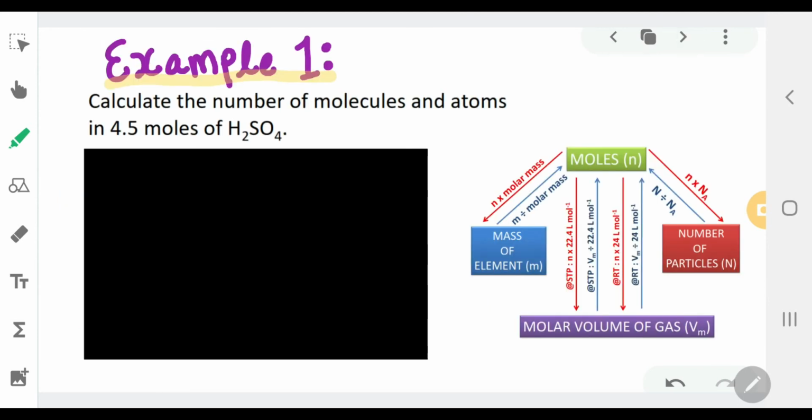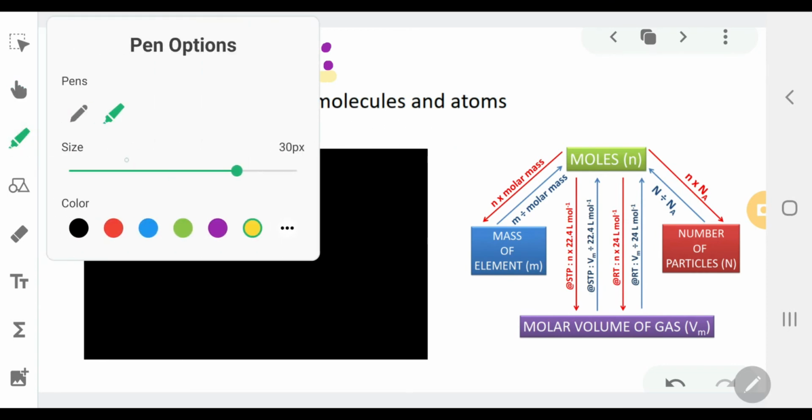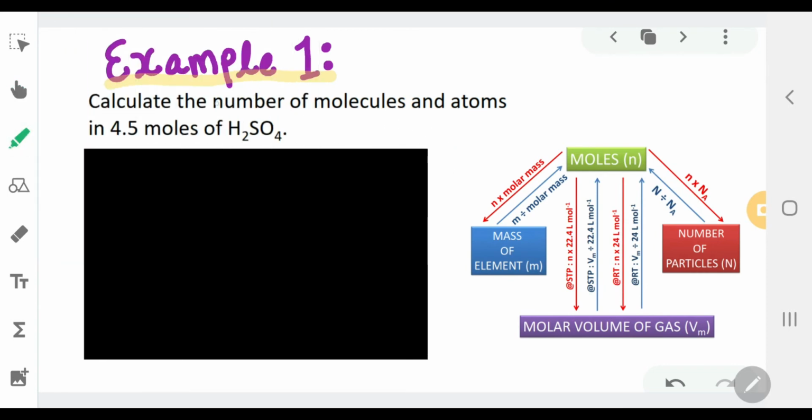Let's have a look at example number 1. Over here, the question wants you to find out the number of molecules and atoms. Two things that you need to do. So first, you need to find the number of molecules, and you have to find the number of atoms in the 4.5 moles of H2SO4. Okay, so mole is given to us already, right over here. So that is the number of mole given to you.